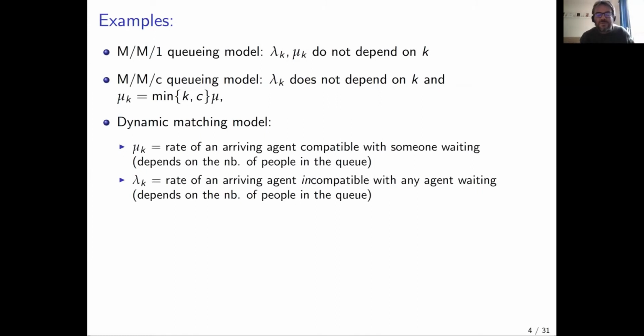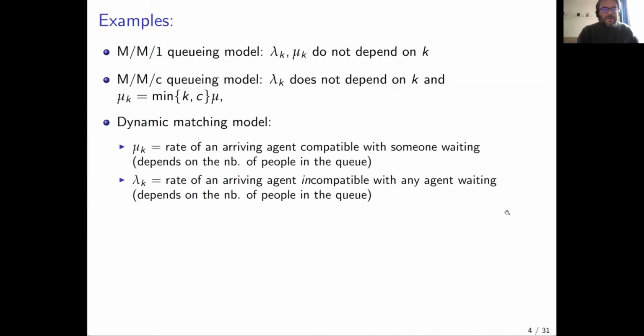When you have more and more agents, it's more likely that you're going to be compatible with someone in the queue. So lambda k is decreasing in k in these models, and mu k, the service rate, is increasing in k. And the idea is the same: the likelihood that the arriving agent is compatible with someone in the queue is increasing with the queue length, and so someone is going to be served. So the rate at which someone is served is higher when the queue length increases. So these are models where arrival rate is a decreasing function of the queue length, and service rate is an increasing and concave function of the queue length. I haven't been very formal here, but the models in the literature have this property that mu k is increasing and concave.